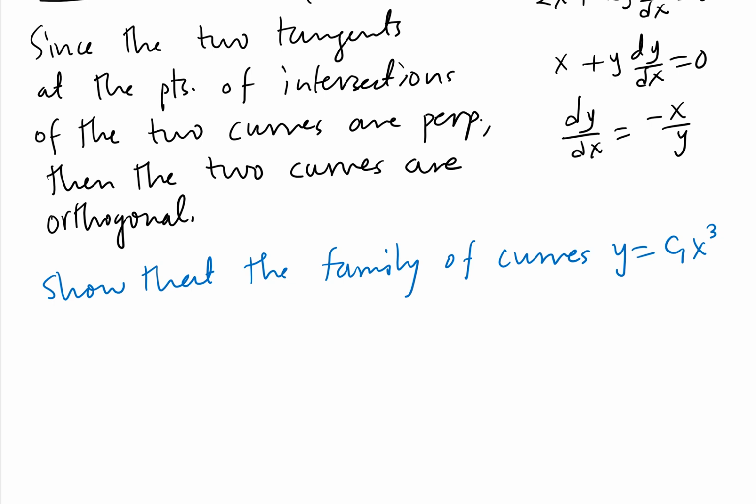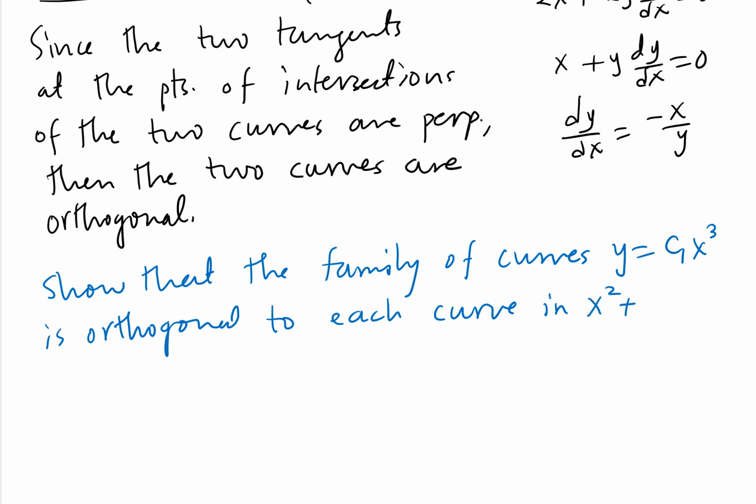Show that the family of curves y equals c1x cubed is orthogonal to each curve in x squared plus 3y squared equals c2, which is positive. So c2 is positive.